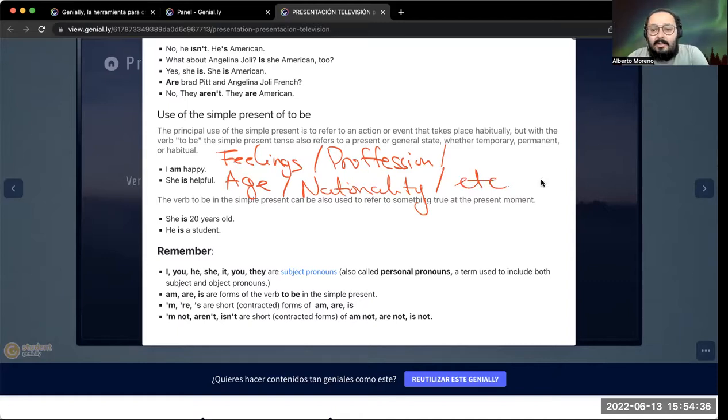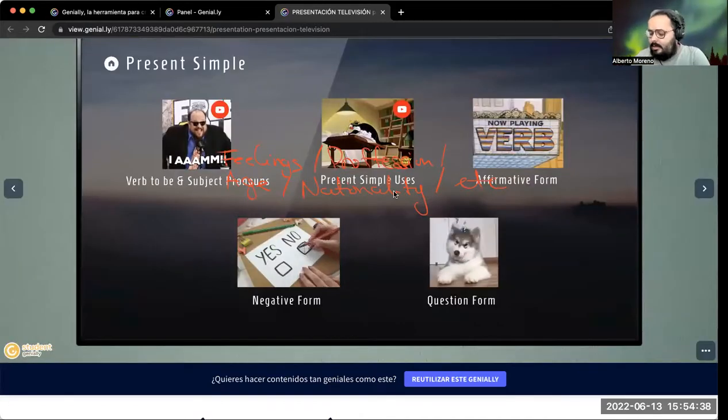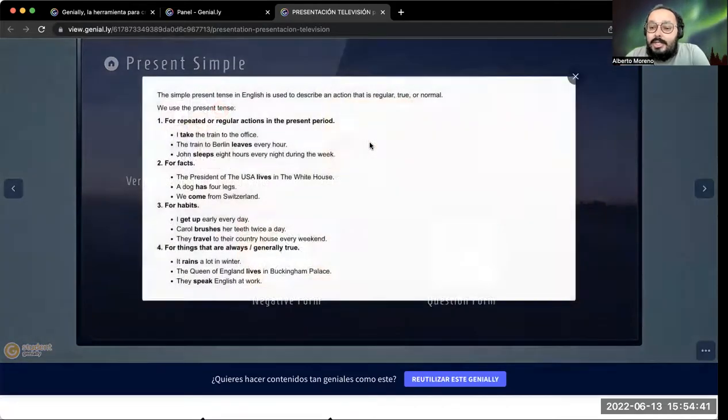Okay, now let's continue. Which are the uses of the simple present with the regular verbs? It says the simple present tense in English is used to describe an action that is regular, true, or normal. We use the present tense for repeated or regular actions. For example, I take the train to the office. The train to Berlin leaves every hour. John sleeps 8 hours every night during the week.